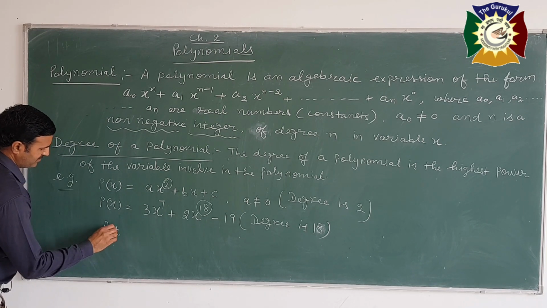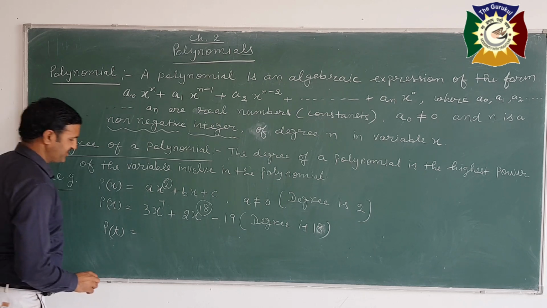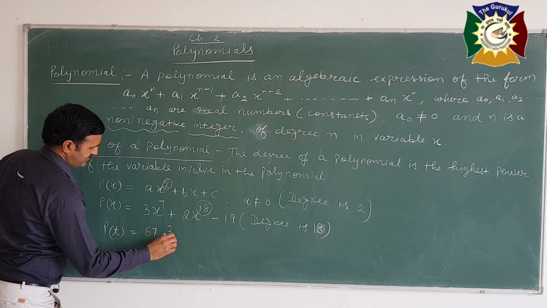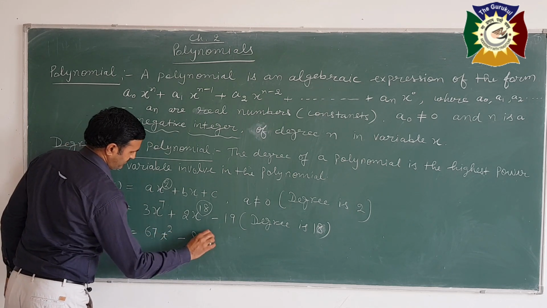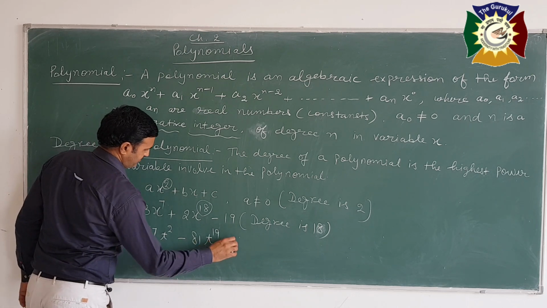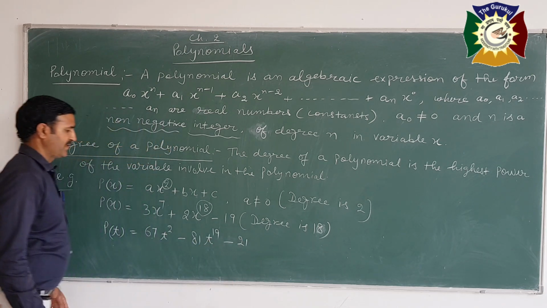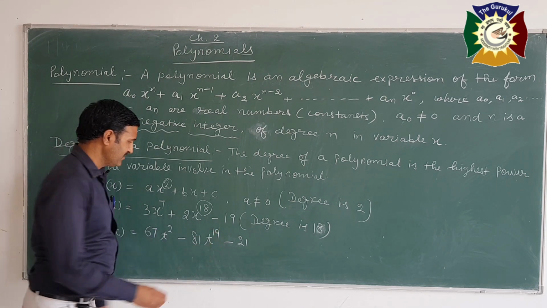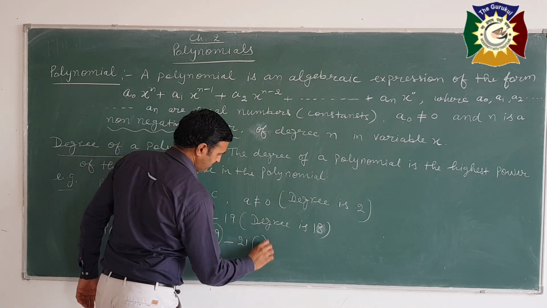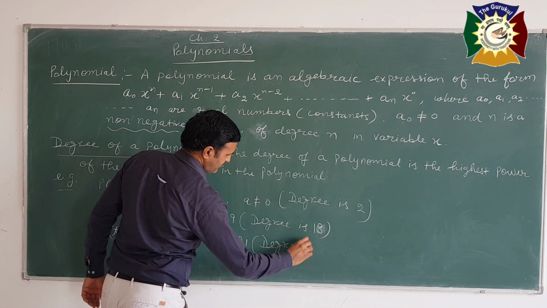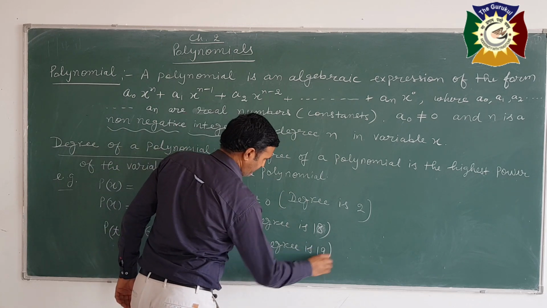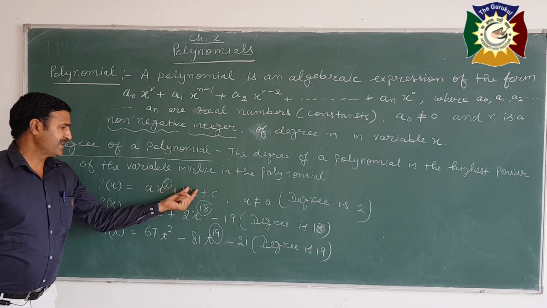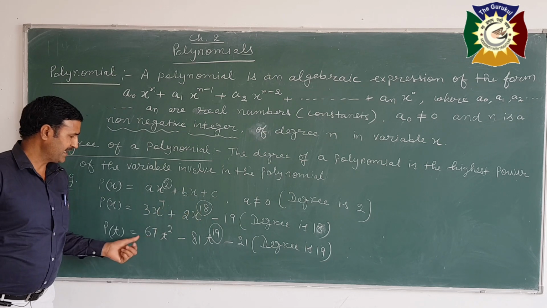Another polynomial, this is a polynomial in variable t. In this polynomial, the highest power of the variable is 19. So, the degree of this polynomial is 19. Keep in your mind, the power of the variable in each term should be a non-negative integer.